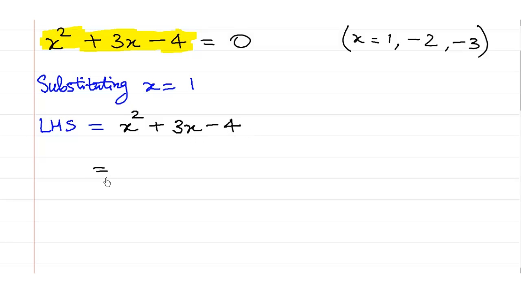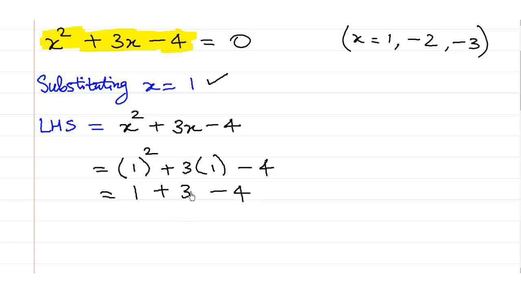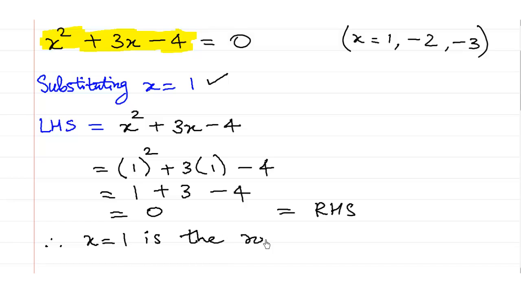Now what we are going to do is put x is equal to 1. So wherever you see x, just put a 1. So 1 square plus 3 into 1 minus 4. That is equal to 1 square is 1, 3 ones is 3, minus 4. So 1 plus 3 is 4, 4 minus 4 is 0, and that is exactly equal to the right hand side. So we need to say that, therefore, x is equal to 1 is the root. Root means the answer, the solution, the 0 of the quadratic equation. It is as simple as that.